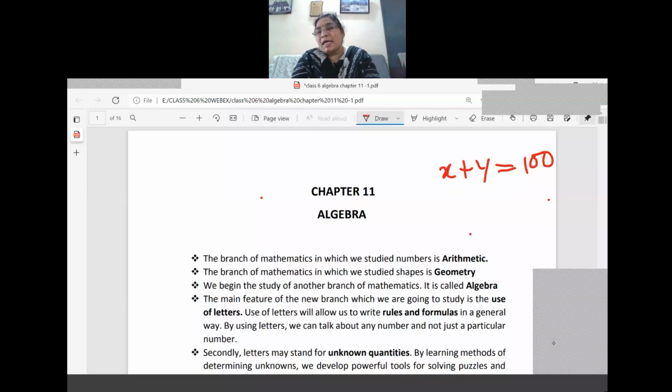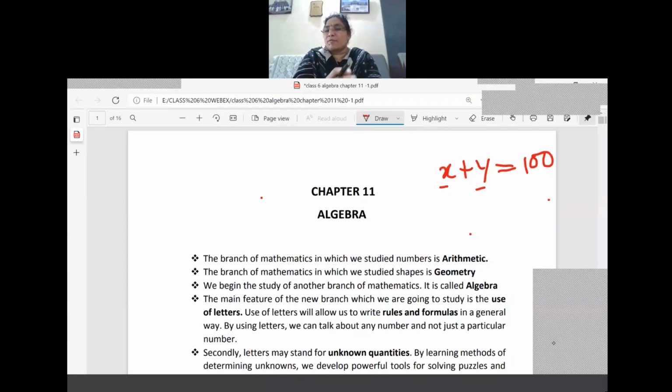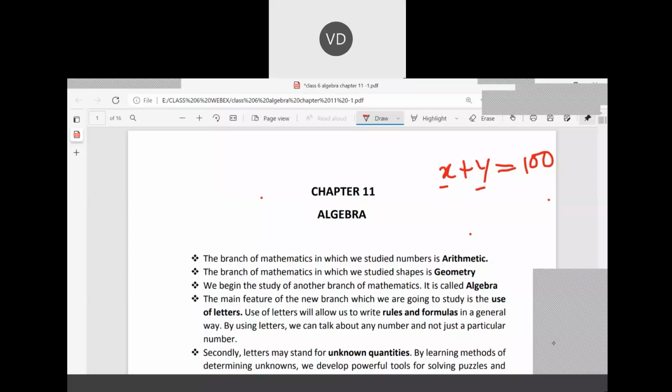Clear? So here what you are seeing is that along with the numbers you are using variables, English alphabets. We are using x and then y. These alphabets we will call literals. This is called algebra. Along with the numbers we are doing.